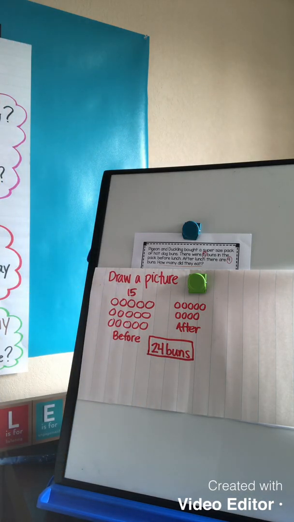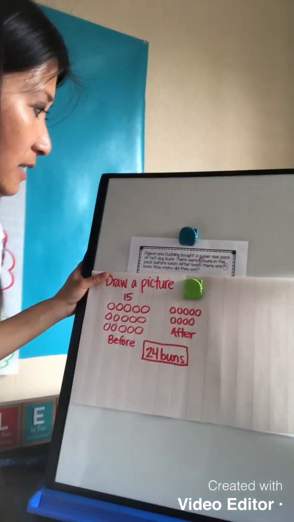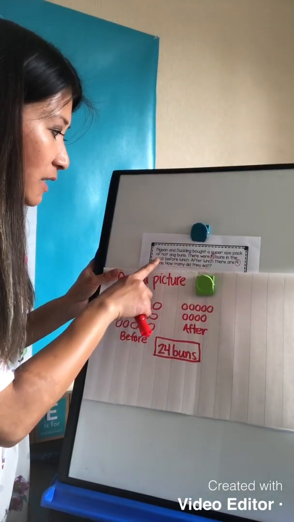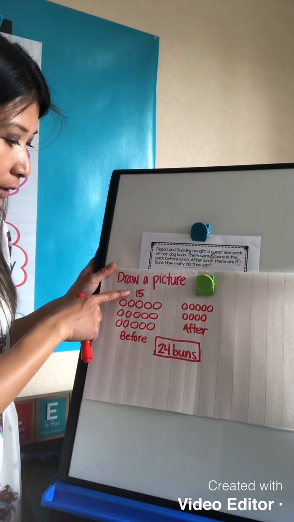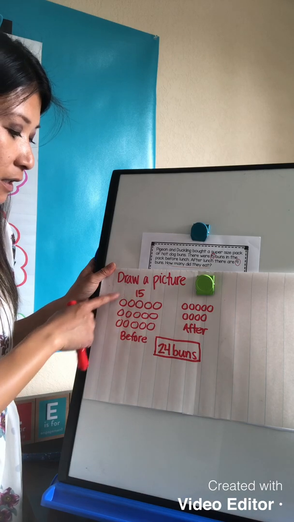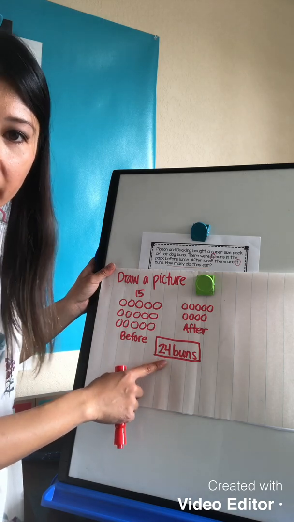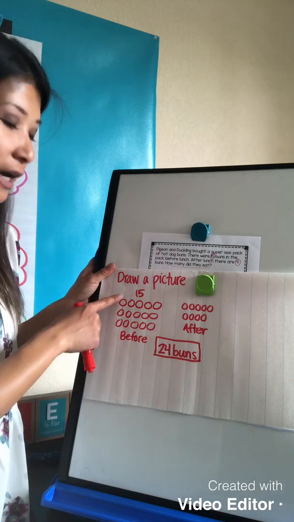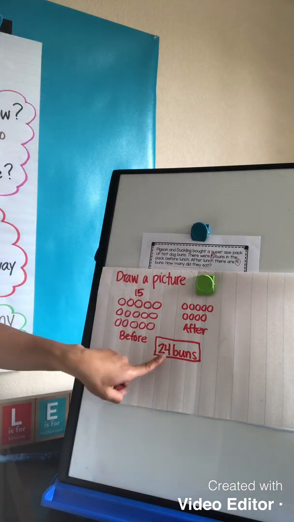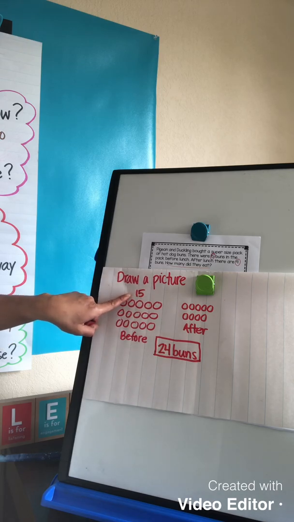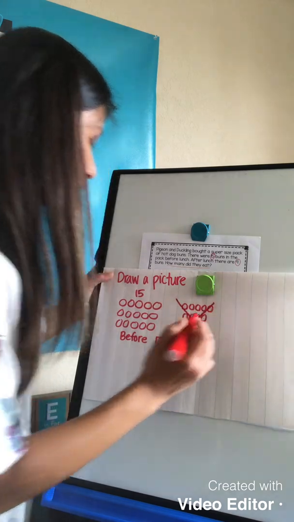They must have eaten 24 buns, but if I look back at my word problem, it says that they bought a supersized pack of hot dog buns and there were 15 buns in the pack. So if there were only 15 buns in the pack, there's no way that they could have eaten more than there actually were, right? So my answer doesn't really make sense. They couldn't have eaten 24 buns when there were only 15 to begin with. So let me see if I can do this again.